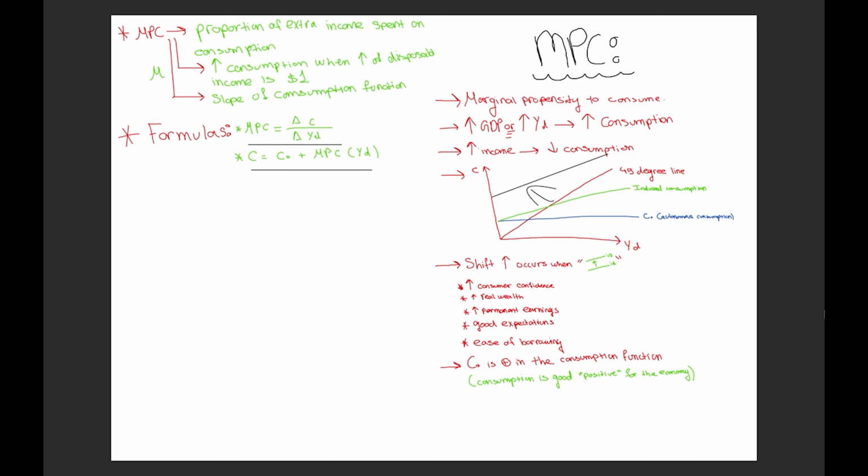Today I will be explaining a part of economics that some students may find a bit challenging. I will start off by explaining what MPC is. MPC is the proportion of extra income spent on consumption. When an employee receives a higher income, how much of that income is spent on consumption? MPC is the increase in consumption when an increase of disposable income is $1.